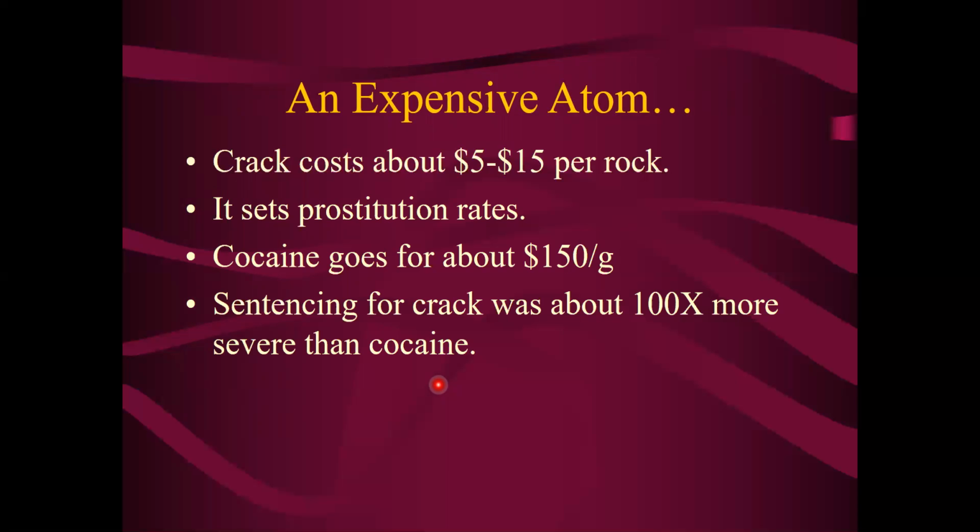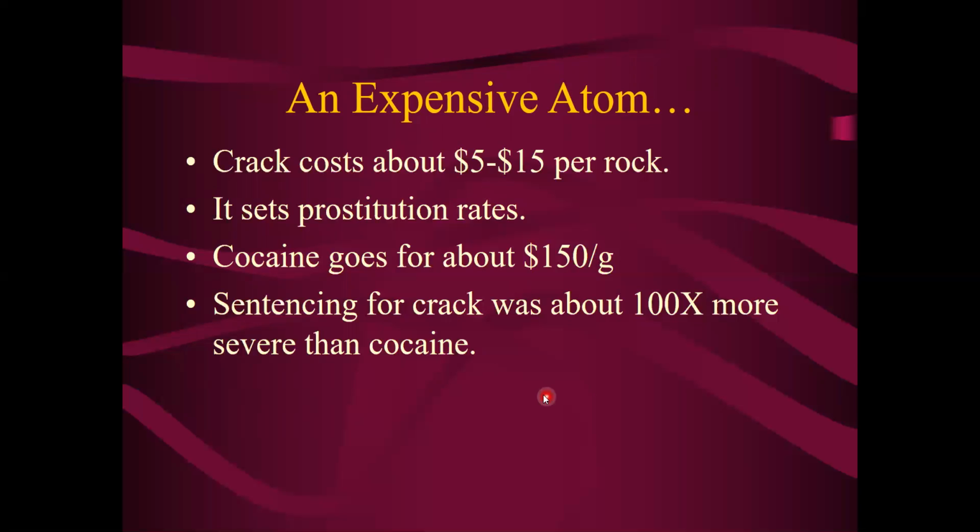Interestingly, the sentencing for crack was 100 times more severe than cocaine. That is, if you had 100 grams of cocaine or 1 gram of crack, they were treated the same in terms of punishment. Okay, so basically, to have 100 grams of this stuff, you'd have to have 100 times $150. So that'd be a lot of money, $15,000. If you had 1 gram of this, you'd only have to spend $5 or $15. And this negatively affects people who can't afford this. So the social justice surrounding this is really quite bad.